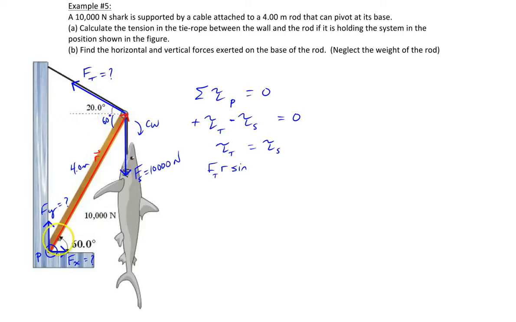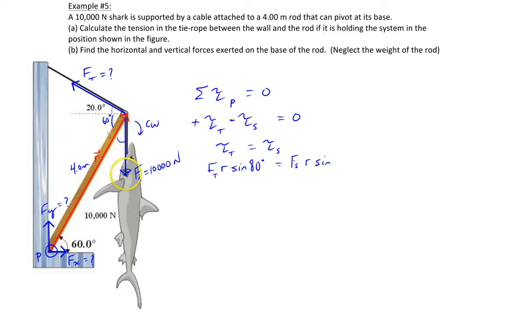So therefore the angle between the position vector and the tension is 60 plus 20, which is 80 degrees. And that's equal to the torque that is produced by the shark, which is the force from the shark, which we already know is 10,000 newtons, times the distance r, which is the same thing that we had, 4 meters, so it really didn't even actually need the 4 meters, times the sine of the angle between this position vector and this force, so this angle in here.